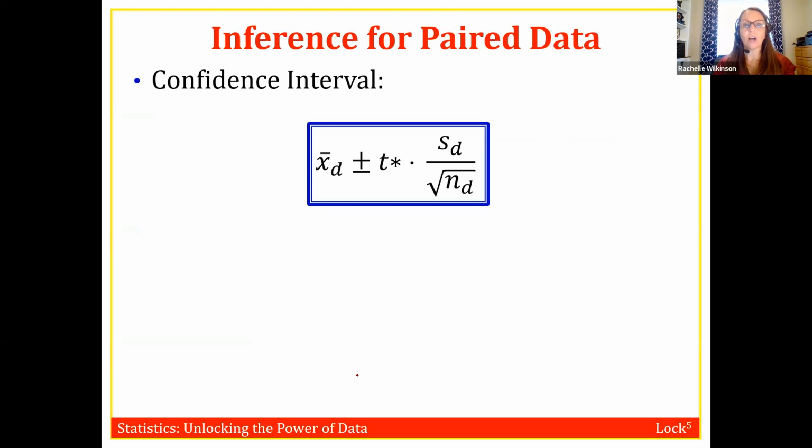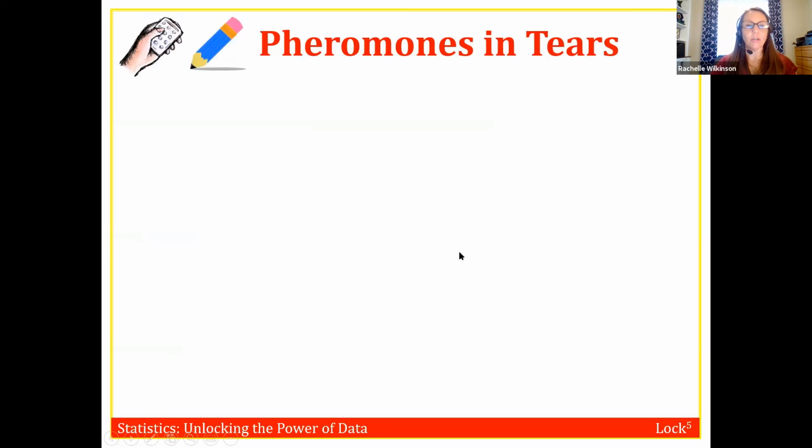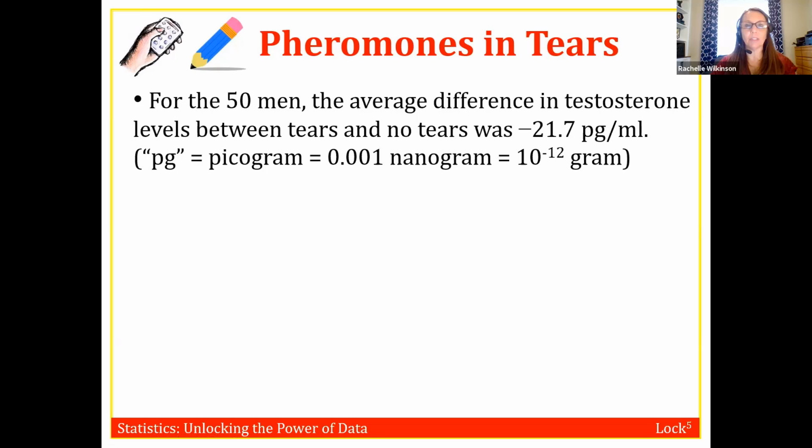So like I said, exactly like we did in 6.2, only we're just going to do everything with relation to the differences. For our confidence interval, same idea. Okay, I'm going to have x bar d plus and minus t star times SD over the square root of ND. Okay, that t star is going to have degrees of freedom equal to n minus 1. And remember, t star is based on our confidence level, and the conditions for the confidence interval are exactly the same as the conditions for the hypothesis test. So again, we want the differences to be normally distributed, or we need the sample size to be large. Both of these are going to make it so that when we look at the distribution of the mean difference, that is normally distributed. So let's go ahead and look at this pheromone example a little closer here.